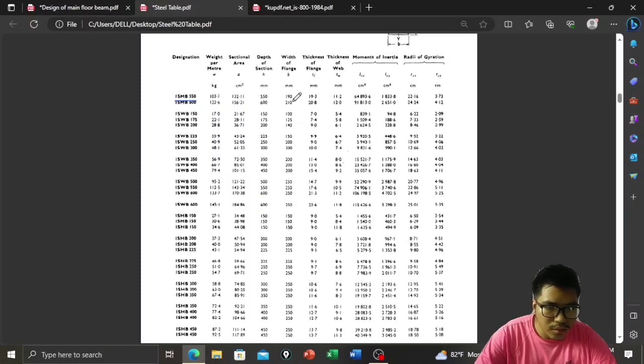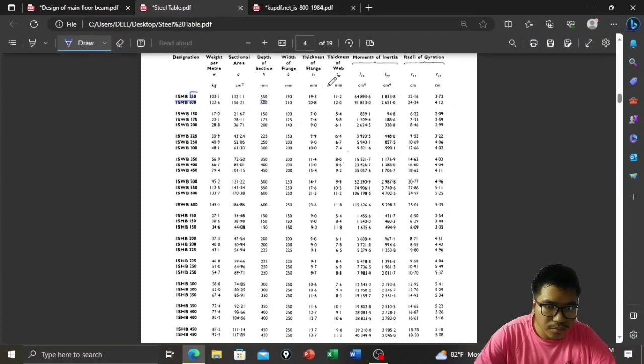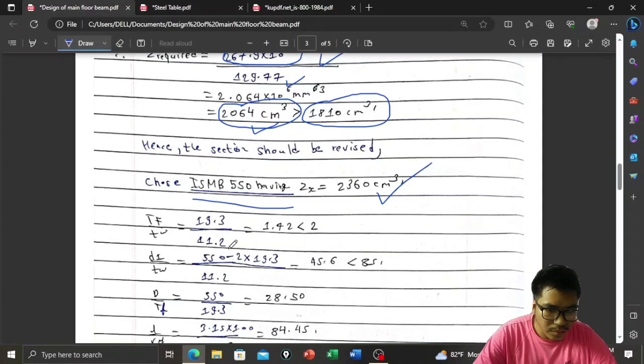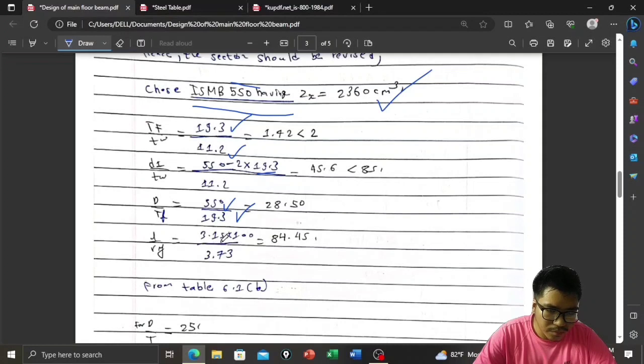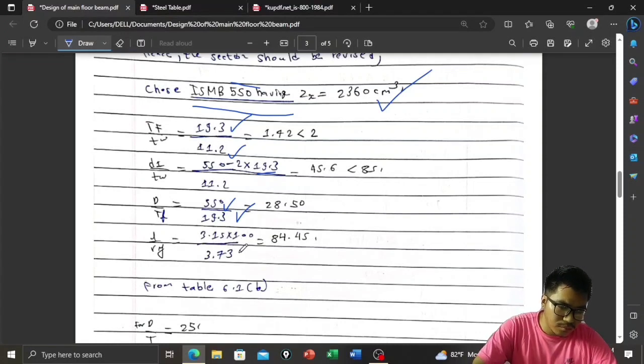We calculate this depth is 550, TW is 11.2, TF is 19.3, depth is 500, and D1 is depth minus 2 into thickness of flange, that is 45.6, and YAL is 3.15. YAL is in meter. To convert to centimeter, we multiply by 100.